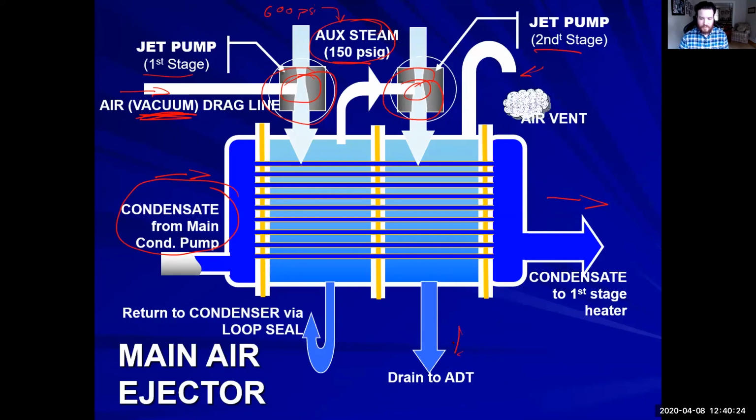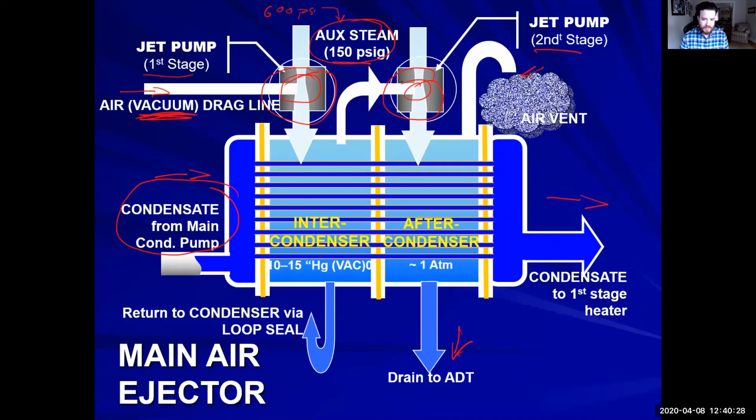We do have portions that drain to the ADT. So entering the condenser, we're at 10 to 15 inches of vacuum, and then the after condenser is about 1 atmosphere. The ADT is the atmospheric drain tank. And then we have the return to the condenser via a loop seal. So this is just sealed from our inner condenser.